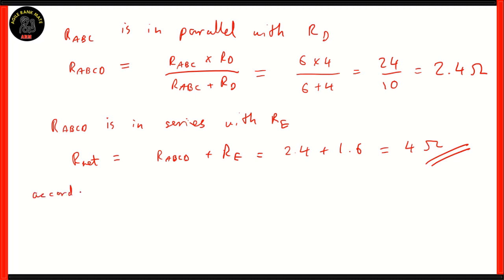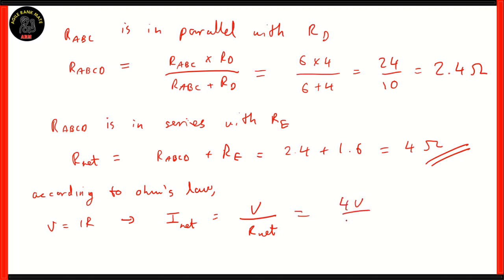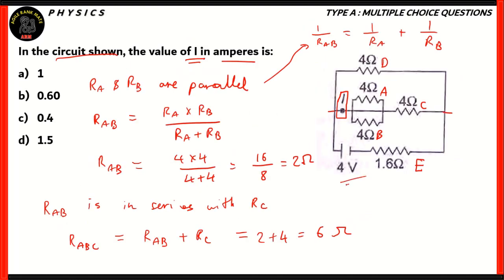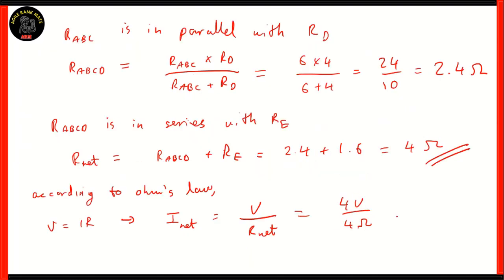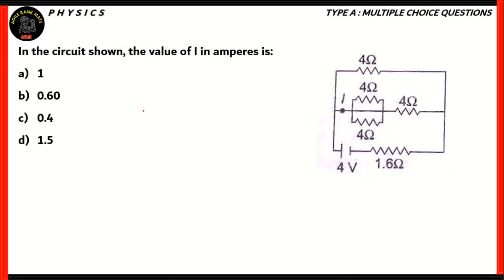Now we're going to use Ohm's law, which says V equals IR, and we're going to convert that in order to find the current. So net current is V over net resistance, which in this case is 4 volts over 4 ohms. So here we have 4 ohms, the net potential difference is 4 volts. So 4 over 4 gives you 1, and its unit is in amperes. So the net current that we have is 1 ampere.